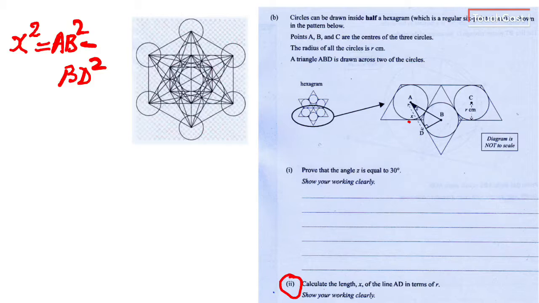But the question is, what's the length of AB? A and B are the center of two circles. So we are looking at AB equals 2 times radius.